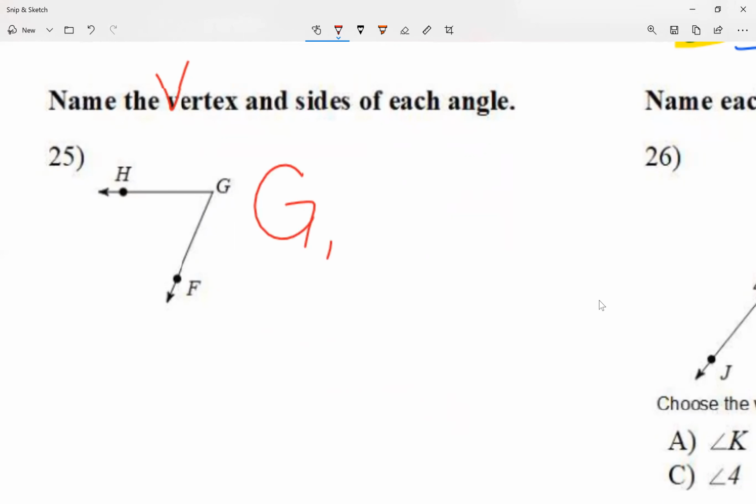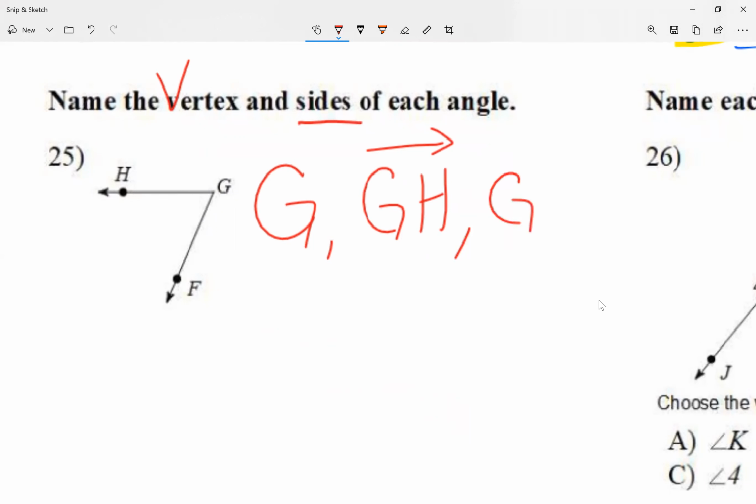Now the sides, keep in mind sides, plural. There's two sides. There's two rays that start at the vertex. One of them is going to be the ray GH. What I'm saying with that is a ray that starts at G and goes through H, and the other ray is the ray GF. Starts at G and goes through F. That's the vertex and the sides.